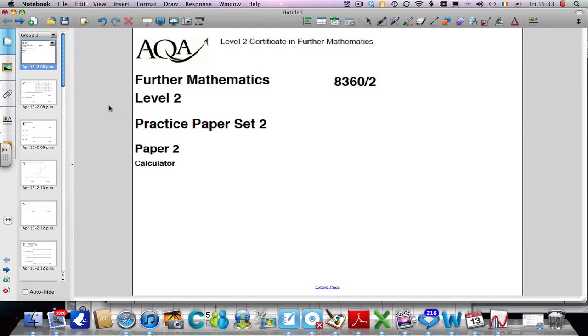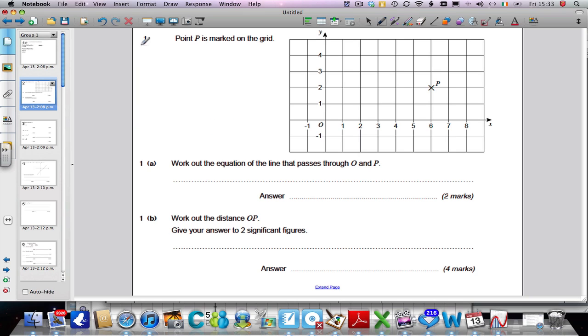Hi there. Today I'm going to look at the Further Maths Level 2 certificate from AQA, practice paper set 2, paper 2. So this is our calculator paper. Right, question 1. We've got P marked on a grid and we're asked to work out the equation of the line that passes through the origin and P. So I want the equation of the line that goes through there and there.